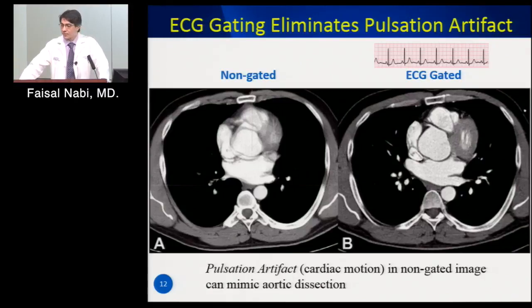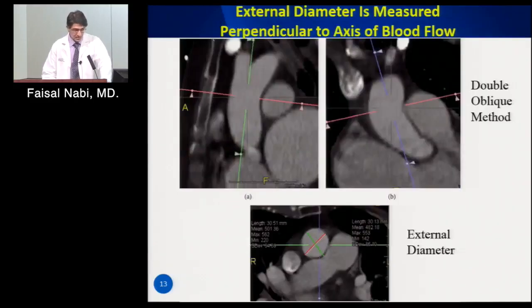Less so of an issue for abdominal measurements, for descending thoracic aortic measurements, because they don't change as much, but the aortic root and ascending aorta are the most susceptible. How do we make measurements? This is also very important. Y'all know that we use a double oblique method, so we're truly trying to create a nice short axis of the aorta. So in two views, sagittal and coronal, we really try to go perpendicular to the flow of blood to create a short axis slice. And then we're measuring, remember with CT and MRI, the external diameter. So this is from outside to outside, right? So from wall to wall.